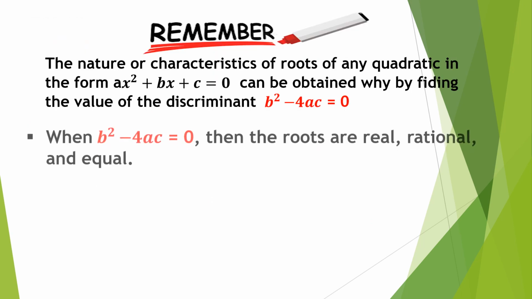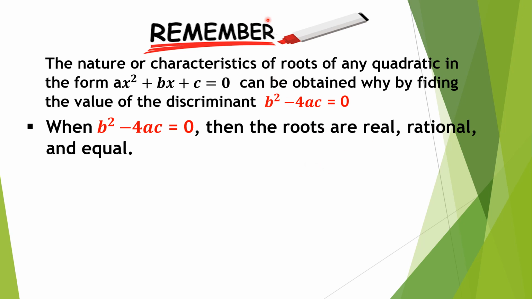And of course, before we end up, we have to remember the following. So remember that the nature and or characteristics of the roots of any quadratic equation in the form ax squared plus bx plus c equals 0 can be obtained by finding the value of the discriminant, b squared minus 4ac. It should be b squared minus 4ac. This is the discriminant formula. So I have to remove this one. So it should be b squared minus 4ac, the discriminant formula, or the formula for us to get the value of the discriminant.